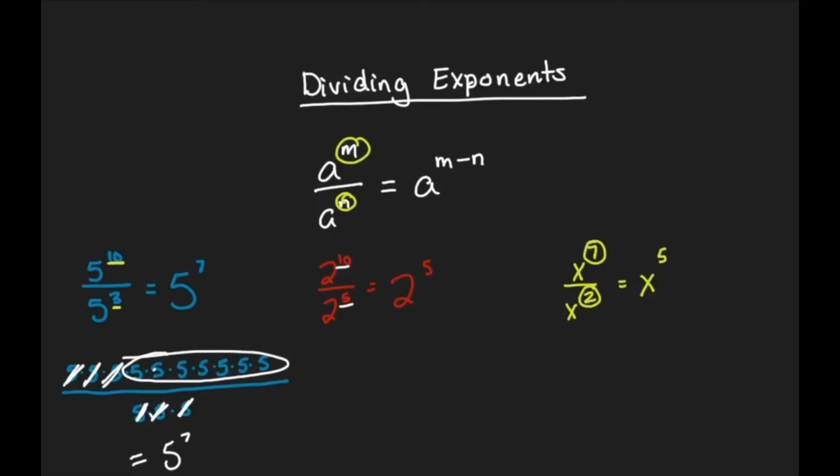We can do the same thing with our x to the 7th over x squared. So we have 7 x's on the top, 3, 4, 5, 6, 7, divided by x squared. And then once again, if it's on the top and the bottom, you cross it out. And then our quotient is just how many x's are left. So there's 5 left, so it's x to the 5th power.